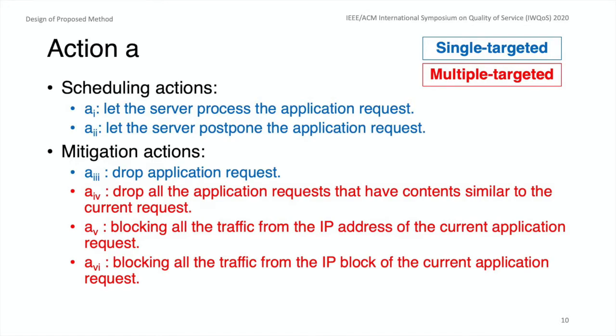Now let me introduce the action module. We designed 6 types of actions to tackle the client's requests. They are scheduling actions, which means the system will properly process your application requests, but maybe the system will do that immediately, maybe the system will do that later. There are also mitigation actions, which means the system will drop your application requests. The system can choose to drop the current request, or drop all the similar requests, or even drop all the requests from the IP addresses.